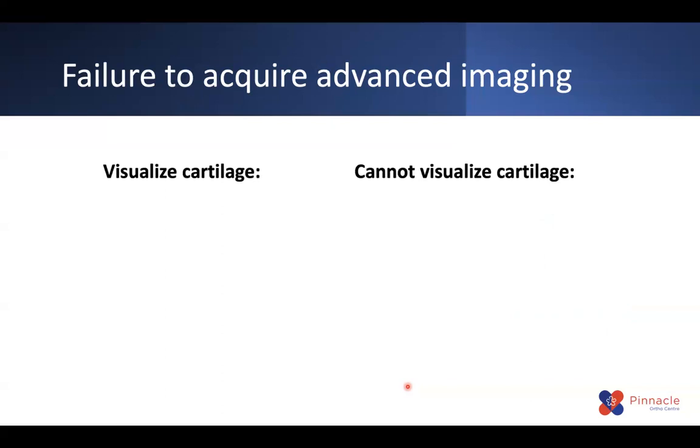Now, before you order advanced imaging, you have to understand why you are ordering the imaging. So if you want to see the cartilage, then remember that the investigations which can visualize cartilage are number 1, MRI, number 2, USG, and number 3, arthrogram. On the other hand, X-ray and CT scan cannot visualize cartilage. So if you are suspecting injury through cartilage, an X-ray or CT scan should not be ordered. Instead, you can order either an MRI or USG or arthrogram.